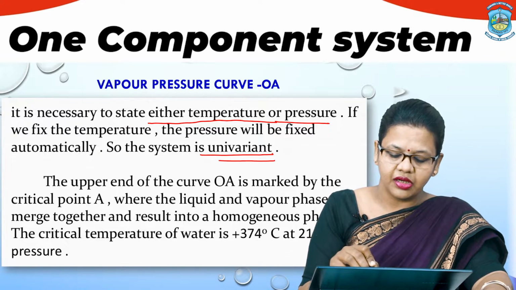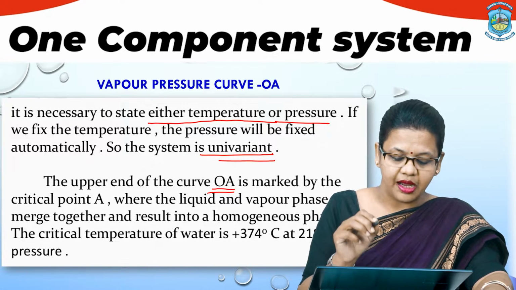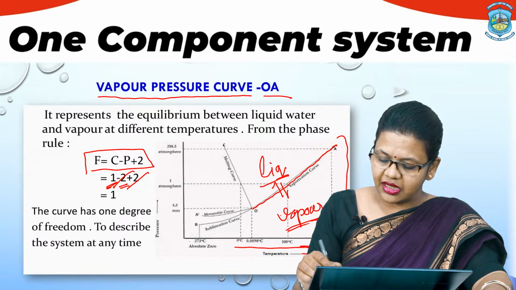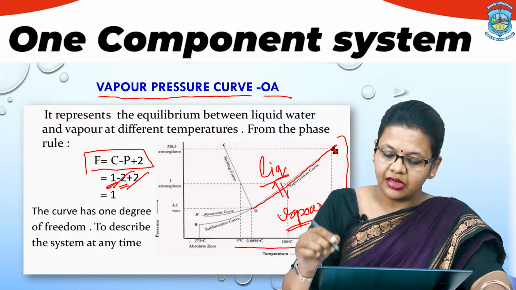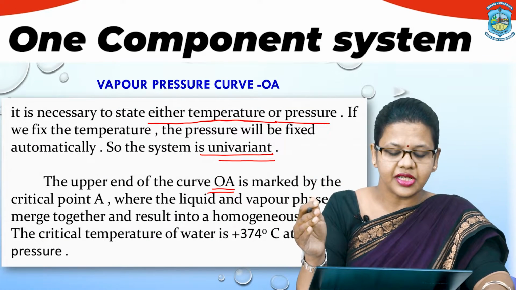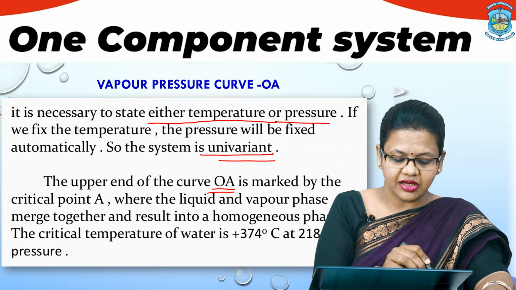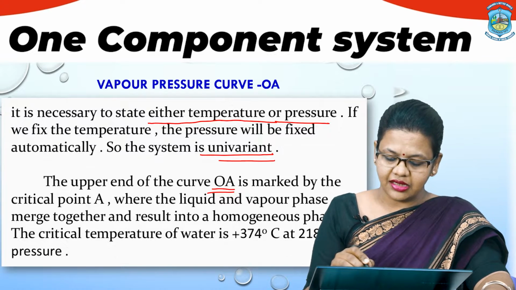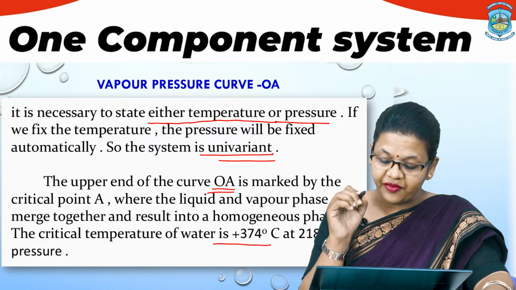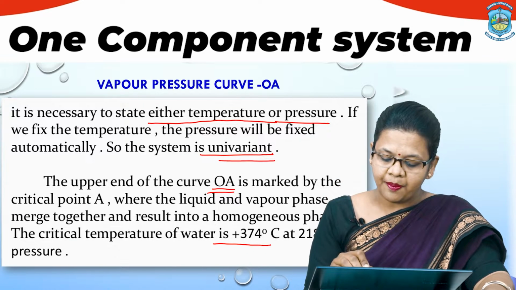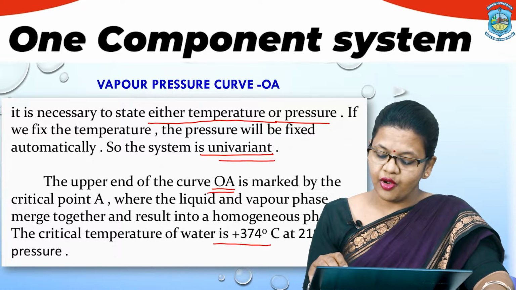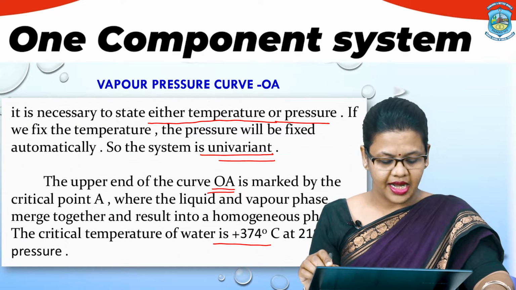The upper end of the curve OA is marked by a point known as the critical point. This is the critical point, or critical temperature, the point at which the curve ends. So what is the significance of this point? Its temperature is 374 degrees Celsius at a pressure of 218.5 atmospheres.